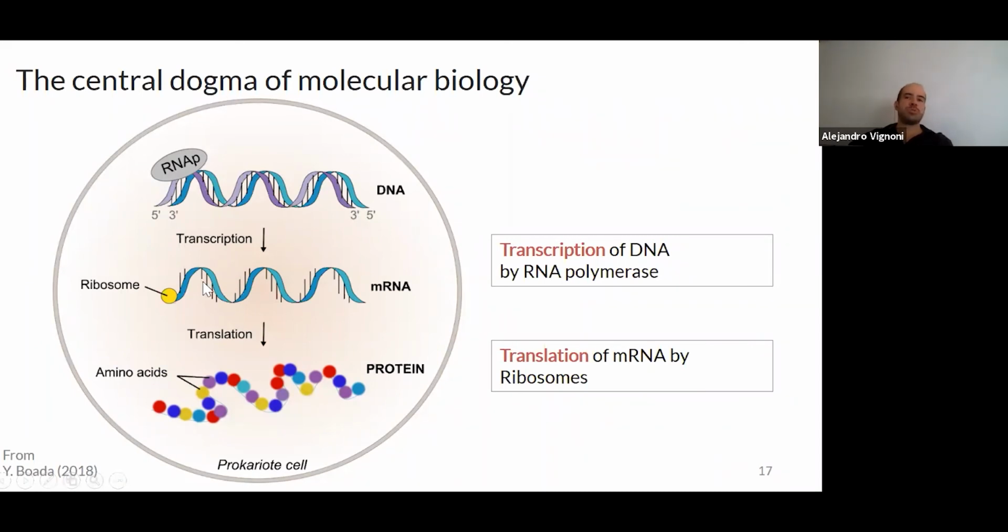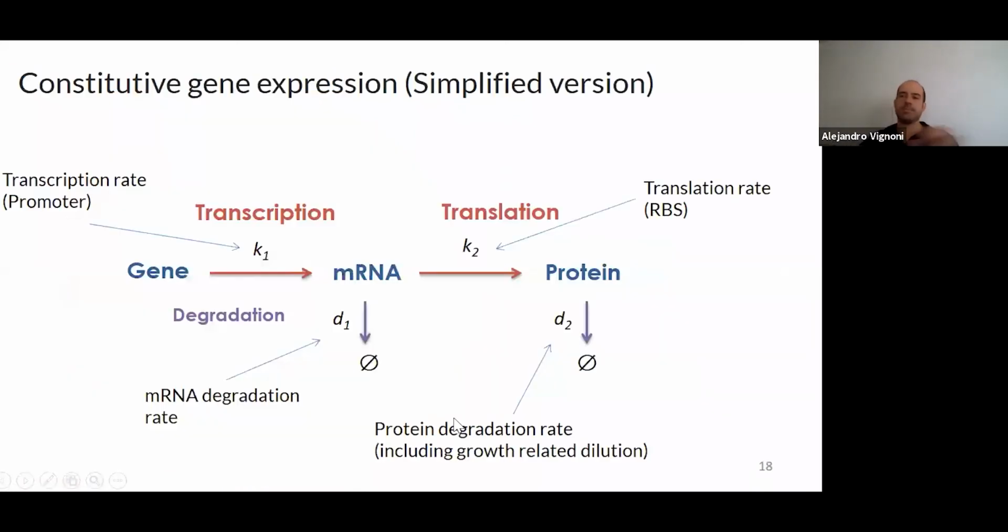So, a very short reminder of the central dogma. We have DNA, the genes, and RNA polymerase goes there and transcribes the DNA, and we get the messenger RNA, and then the ribosome translates it into protein. Very, very simplified way of saying what is happening there in the cell, okay?